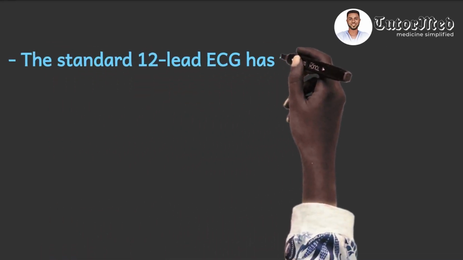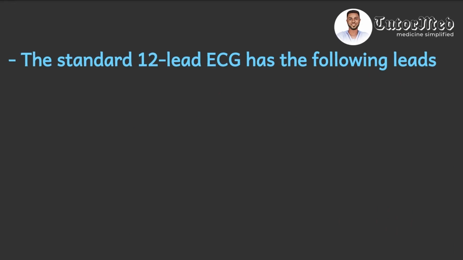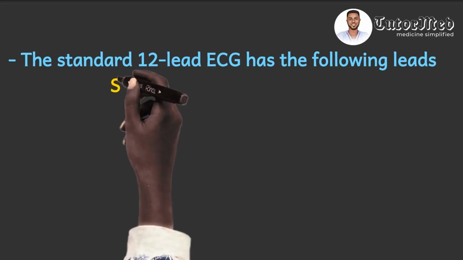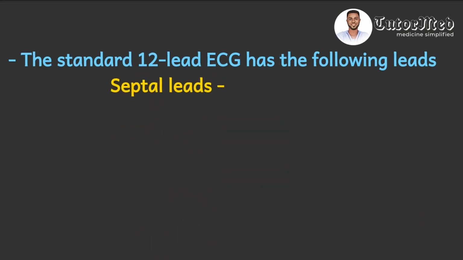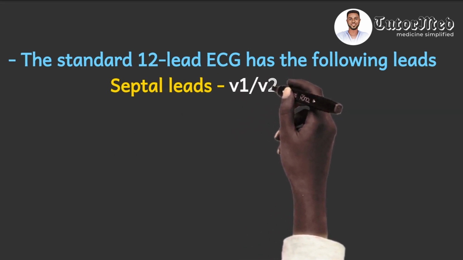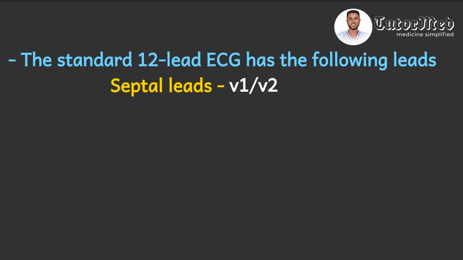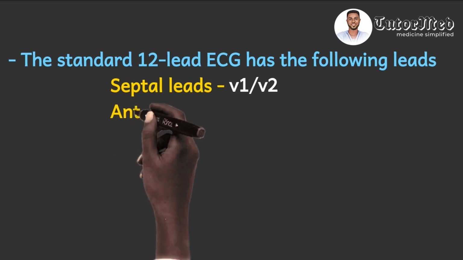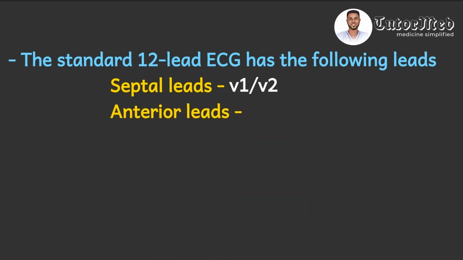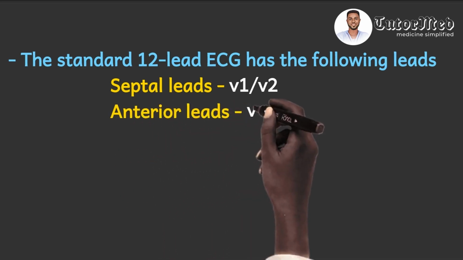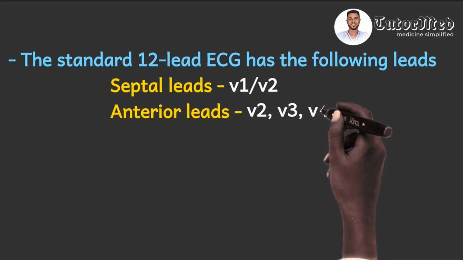And so, like we saw in the lecture on the ECG criteria for STEMI, the standard 12-lead ECG has the following leads. We have the septal leads made up of V1, and some literature add V2, and then the anterior leads, which are V2, V3, V4. So V2 can serve as both a septal lead and an anterior lead.